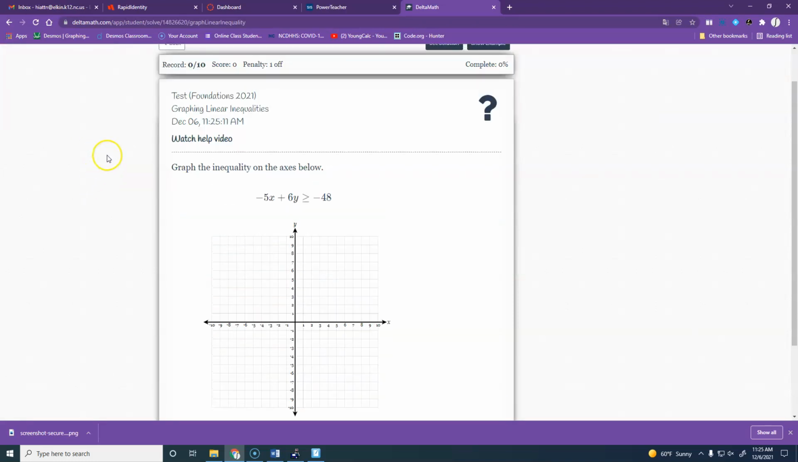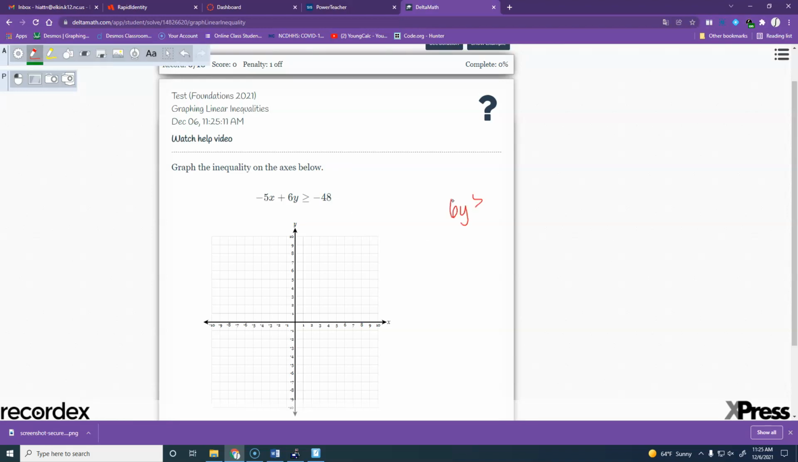Okay, so like it's going to ask you to graph. So you would need to solve it for y first. For this one. So you would have 6y is greater than or equal to 5x minus 48. You divide by 6. I'm doing it super fast just so I can show you how the graphing works. So I got 5/6 x minus 8 here.